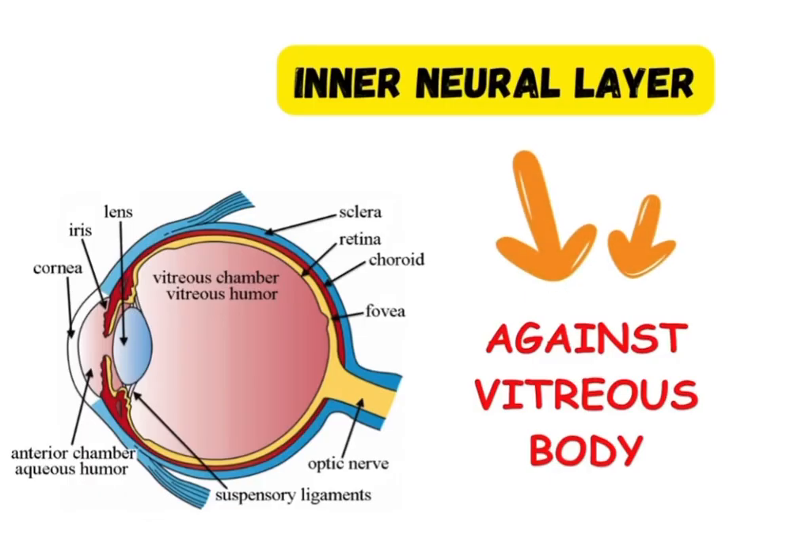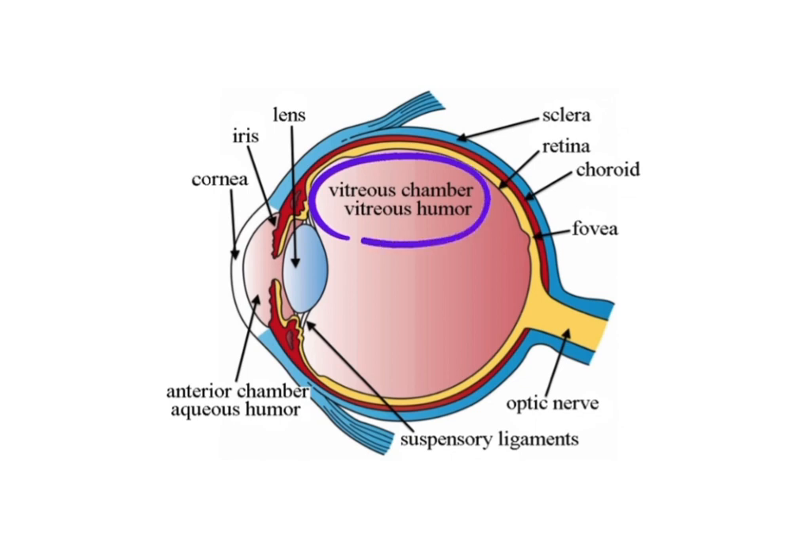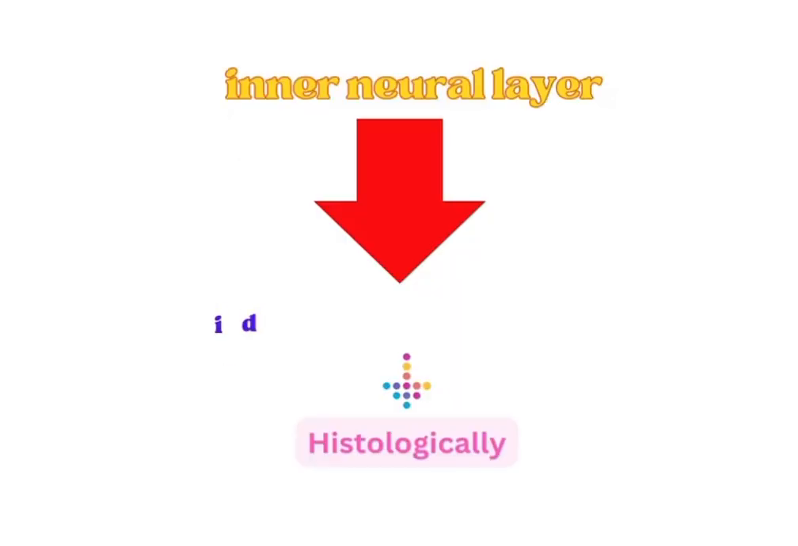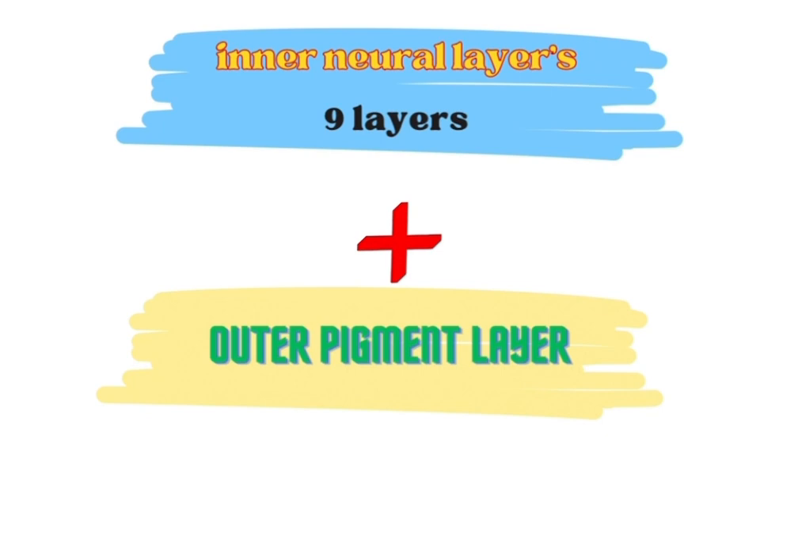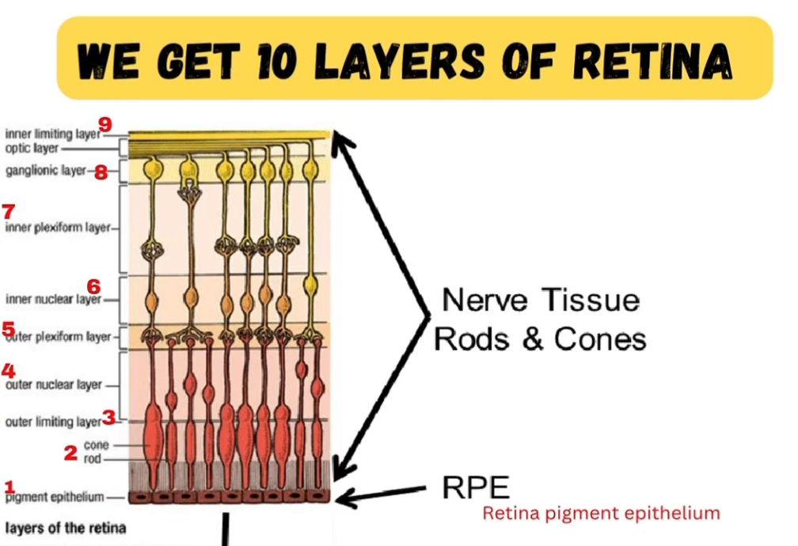The inner neural layer of the retina is against the vitreous body. This vitreous body is also known as the vitreous chamber, and has the vitreous humor inside it, which is a fluid inside the eyeball. This fluid is in contact with the inner neural layer of the retina. The inner neural layer of the retina is divided into 9 layers further on the basis of histology. These 9 layers, when added up with the outer pigmented layer of the retina, account for the 10 layers of the retina, as labeled in this diagram.